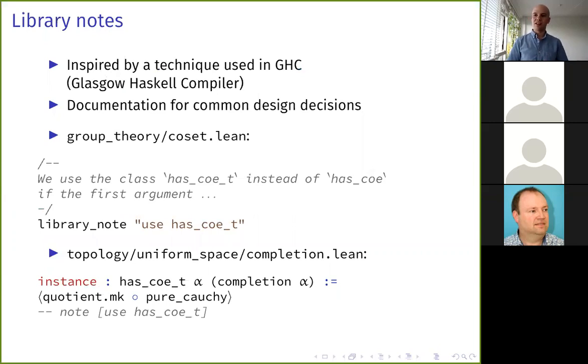The library notes are inspired by a technique from the Haskell GHC compiler. And as I said, they are used to document common design decisions in the code. So if you are formalizing cosets of groups, and you figure out that you shouldn't use the HasCoe type class in a certain way, then you document it there, in case you run into this kind of stuff again. For example, in the completion of uniform spaces, you just say, while we do this, see note use HasCoe t, and in this way you can reference the explanation you've had in the other file. These are rendered in a list on the website, and you can also click on them in the editor.